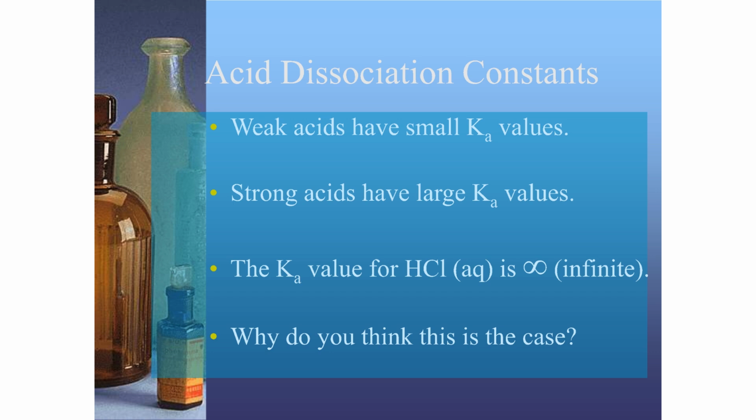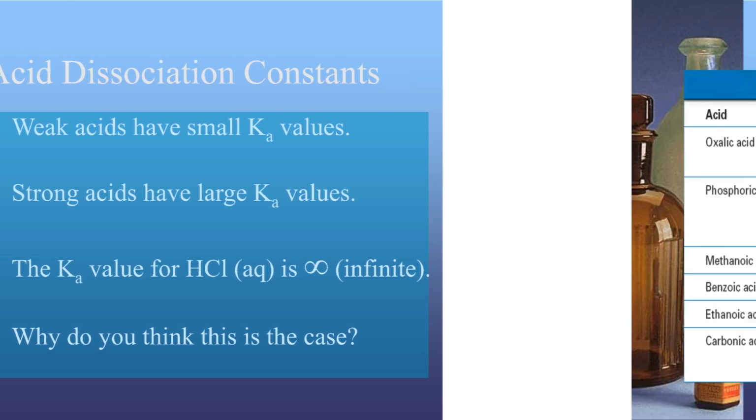So what does this tell us about acid strength? Well, weak acids have small Ka values. Strong acids have large Ka values. In fact, the Ka value for HCl and water is considered infinite. Why do you think this is the case? It's because it dissociates completely.